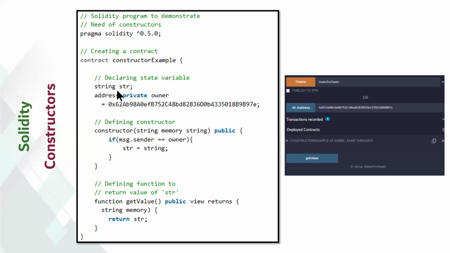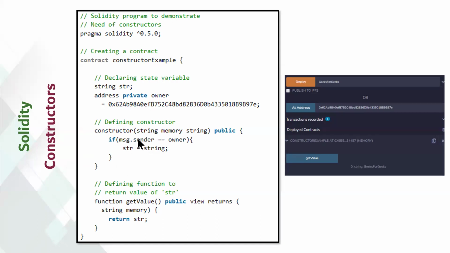String str is the state variable of type string. It will store the value assigned during contract initialization. Here, address private owner, this line declares a private variable owner of type address and assigns it a specific Ethereum address.